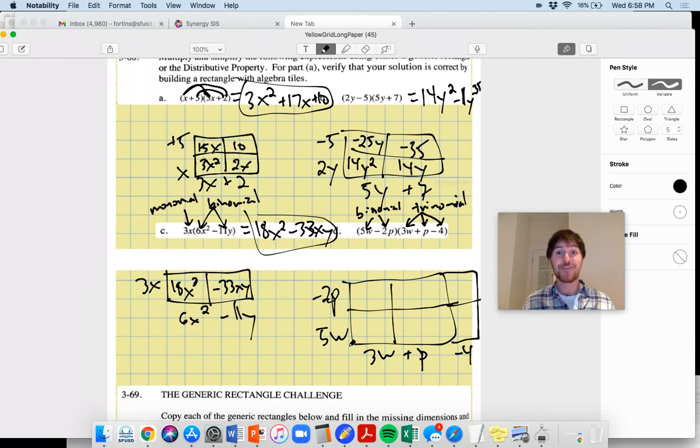Okay, so numbers multiply. 5 times 3 is 15. W times W is W squared. Negative 2 times 3 is negative 6. P times W is just PW. P times W, again, is just PW.